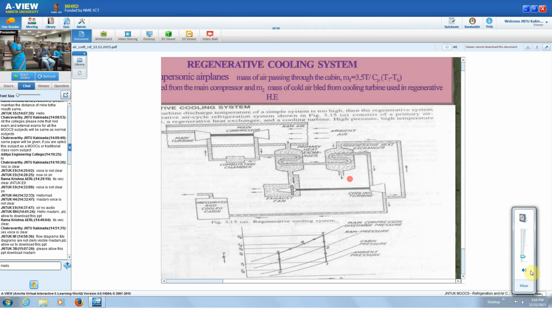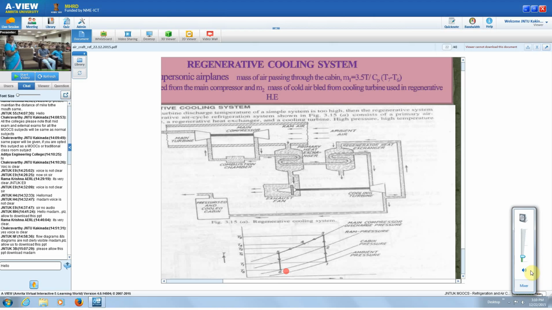Here you can see from the T-S diagram also. 1 to 2 is the ramming, and 2 to 3 is the actual compression in the main compressor. 3 to 4 is the heat rejection in the primary heat exchanger. Then 4 to 5 is heat rejection in the regenerator, where the heat rejection takes place by using the exhaust air from the cooling turbine. Then 5 is at the inlet of the turbine, and 5 to 6 is isentropic expansion in the cooling turbine.